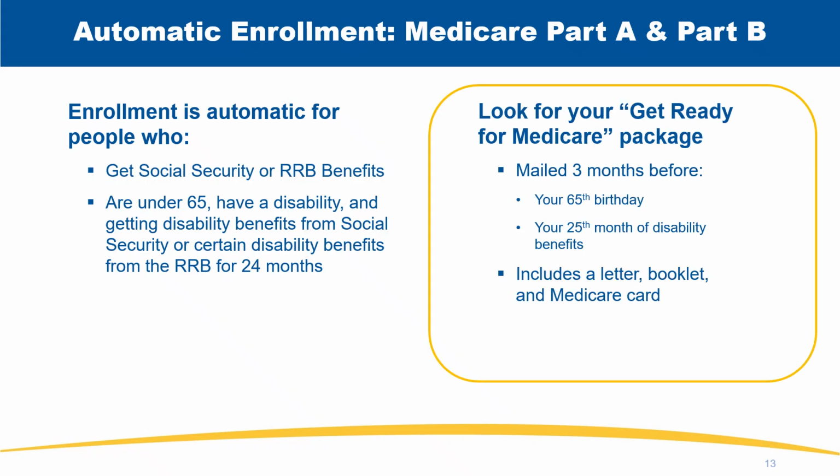Look for your Get Ready for Medicare package. It is mailed 3 months before your 65th birthday, or your 25th month of disability benefits. It includes a letter, booklet, and Medicare card.